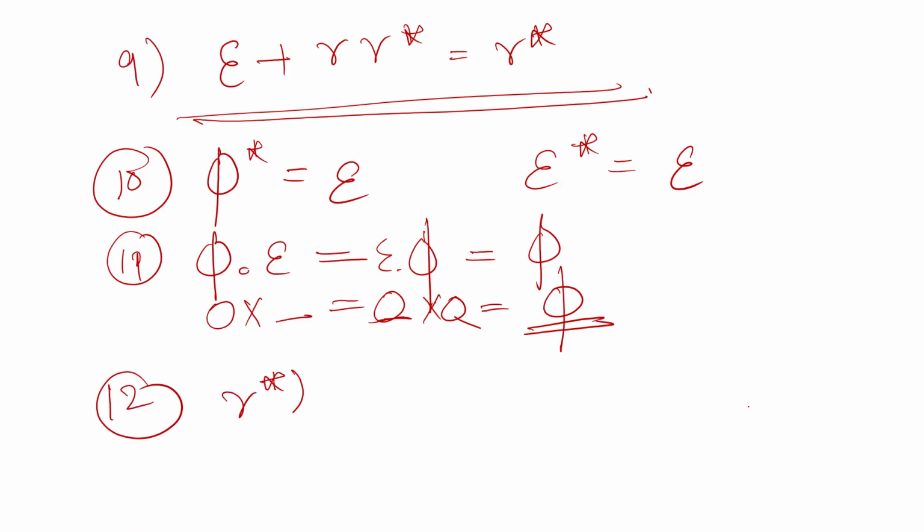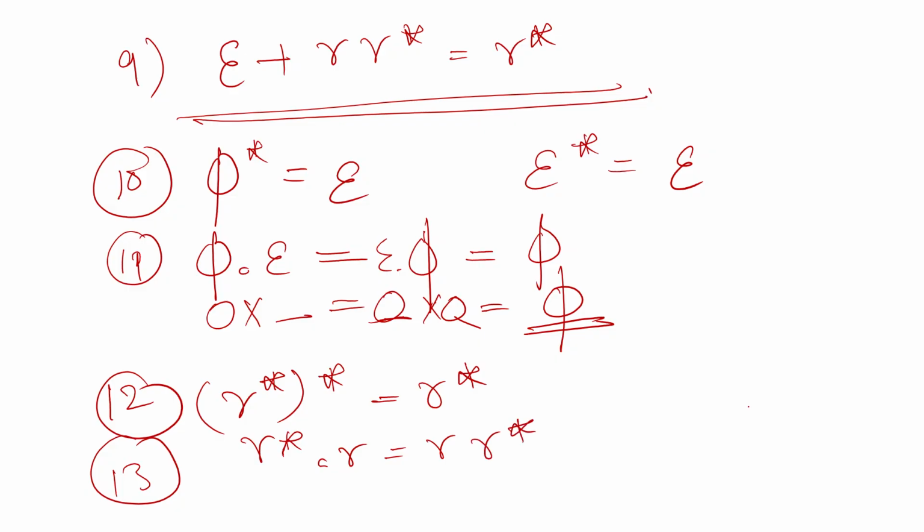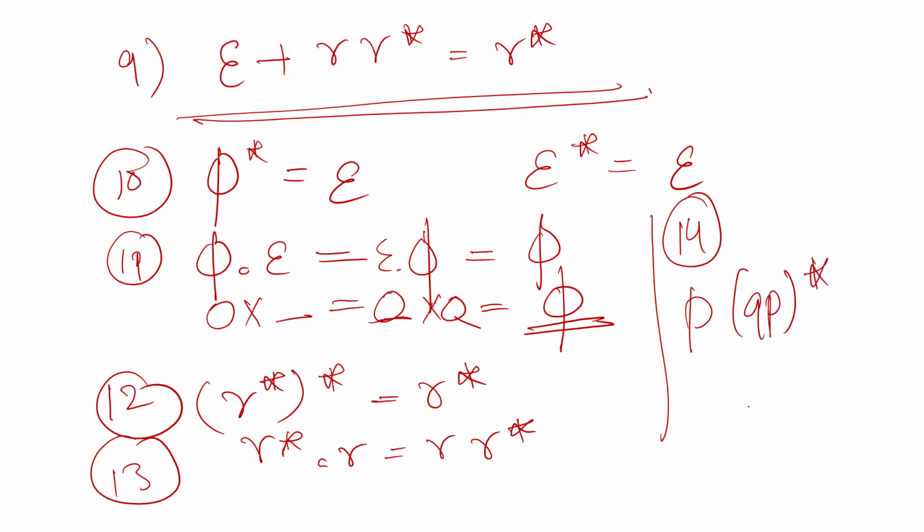So the 12th identity: if you take the Kleene closure of R and then again take a Kleene closure, you still get the Kleene closure of R. The 13th identity: R Kleene closure into R is equal to R into R Kleene closure. Next, we have the 14th. I'll try to write it here only. So P into QP asterisk will be equal to PQ asterisk into P. Now, this one is an important identity. We'll see that on the next page.